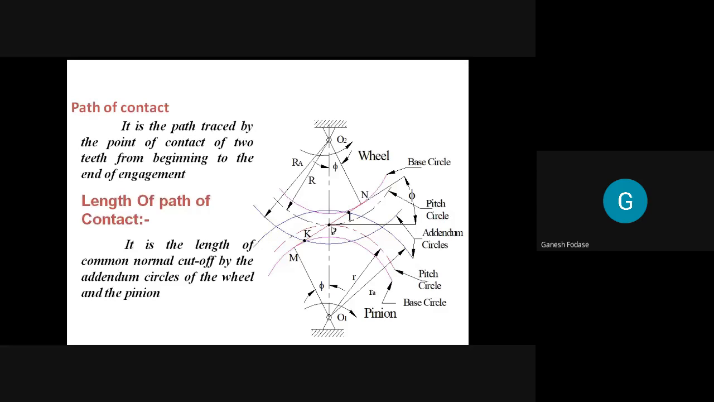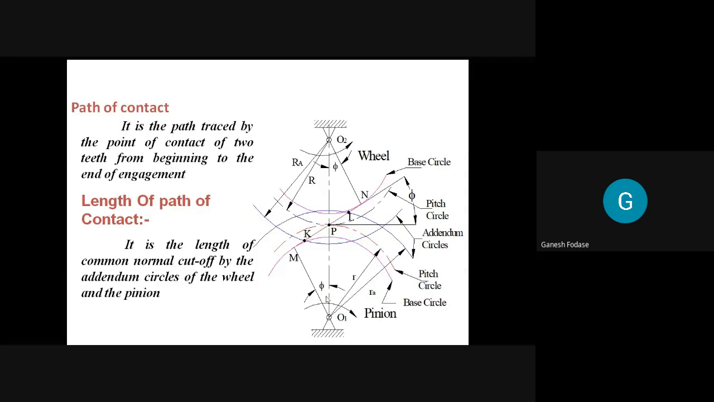What is P? No, P is pitch point. Okay. K and L. Actually, KL is nothing but KPL. We can say KPL is the path of contact. So, what is path of contact? Basically, it is a path traced by. Okay, I will explain first this diagram.